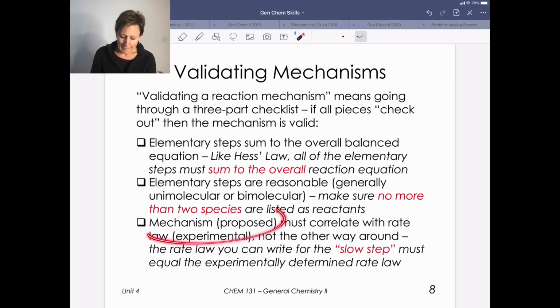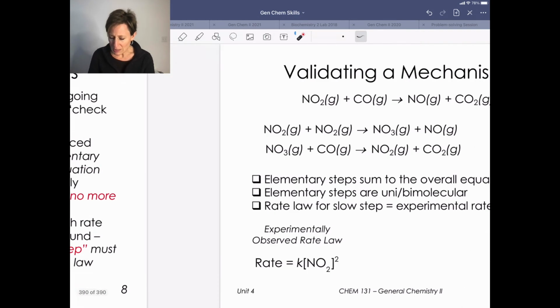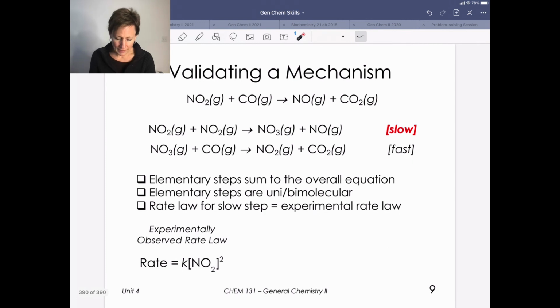Last piece is you have to make sure that the mechanism that you're proposing must correlate with the experimental rate law. All right, so what does that really mean? One of the steps is going to be listed as a slow step. Because these are elementary reactions, write the rate law for that slow step, and as long as it matches the experimental rate law, you're good to go and that mechanism is valid.